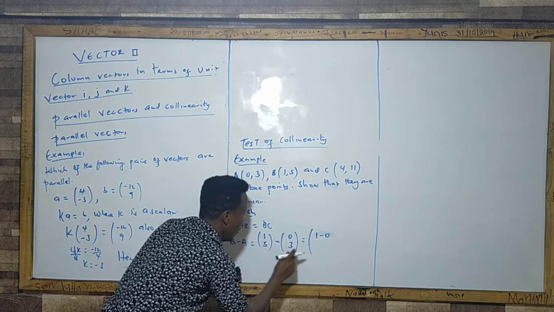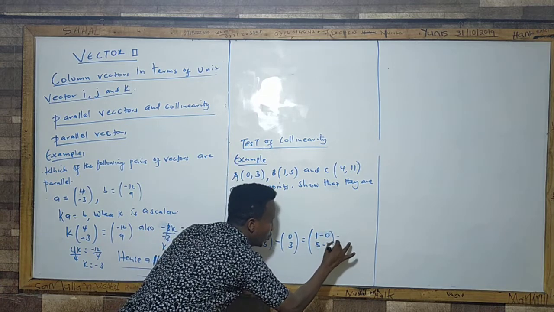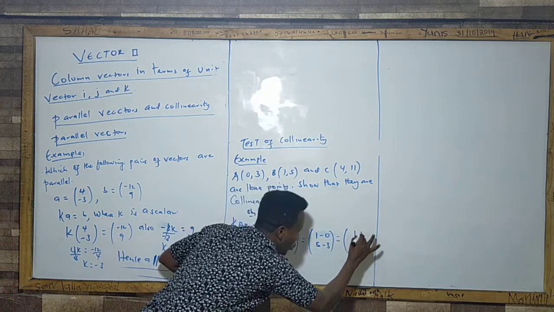1 minus 0, 5 minus 3. This will finally give us 1, 2.